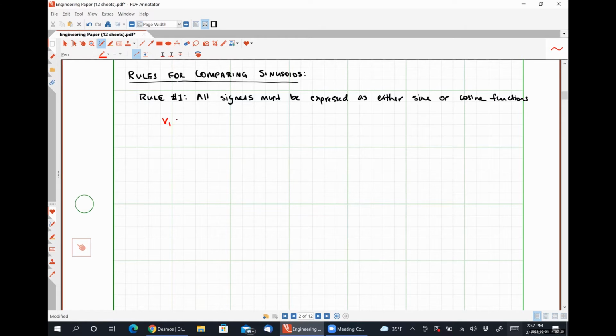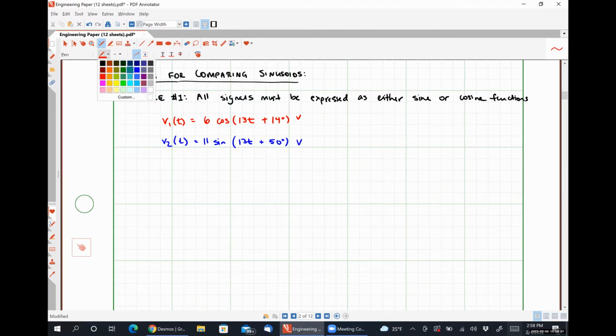let's call it V1 of t, was 6 cosine 13t plus 14 degrees, and another signal V2 was 11 sine 13t plus 50 degrees. These are both voltage signals, so they should both have units of volts.